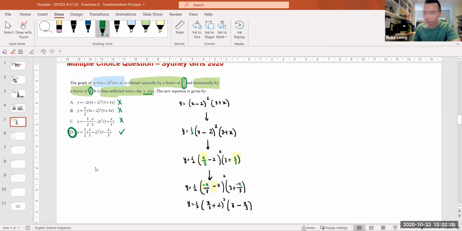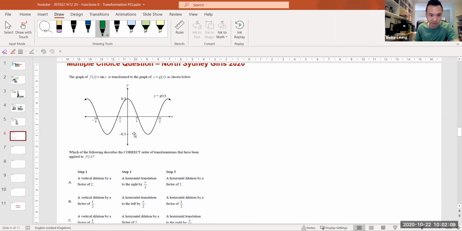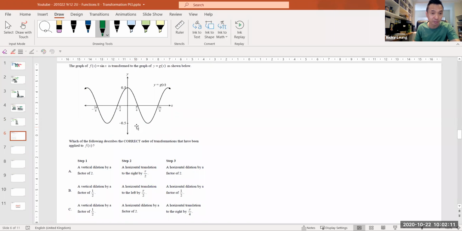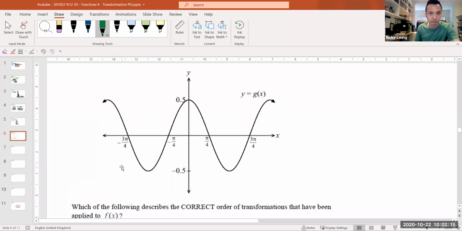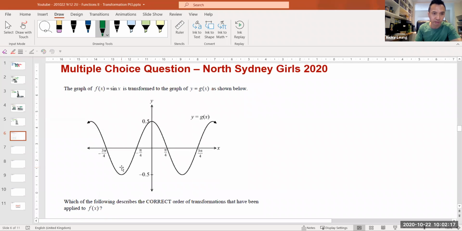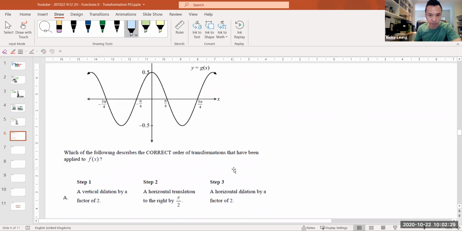Let's do one more question and wrap it up with that from North Sydney Girls. I like this question because the order here messes people up. So let's have a look at the question. So from North Sydney Girls, it says we have a graph f(x) equals a sine x, so a sine graph. It's transformed into g(x), like this. Which of the following correctly describes the order of transformation?